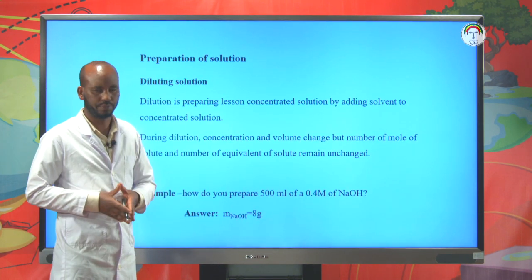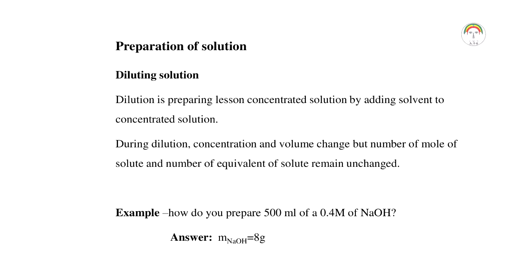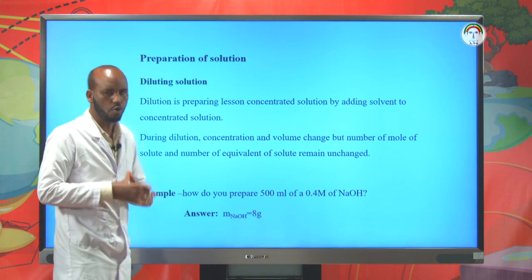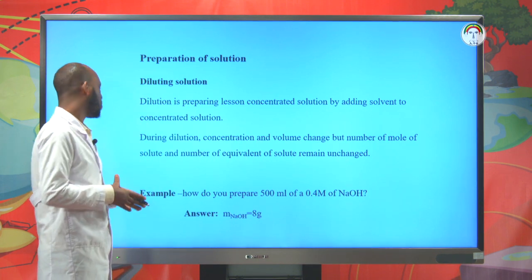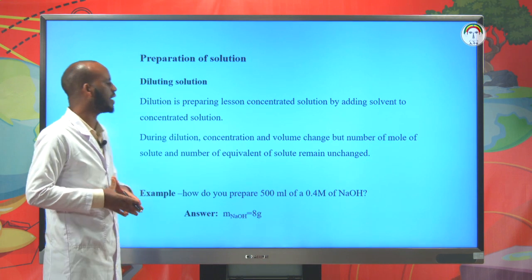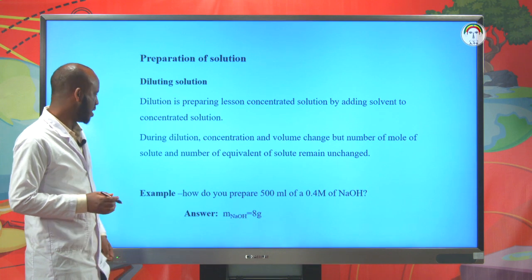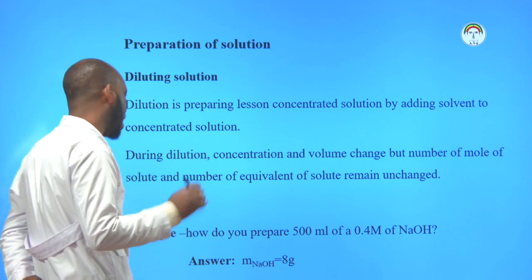Preparation of solution, diluting solution. Dilution is the procedure of preparing less concentrated solution from a more concentrated solution by adding water. In the process of dilution, concentration and volume change, but number of moles of solutes and number of equivalents of solutes remain unchanged. Therefore, number of moles of solutes is unchanged in the process of dilution.